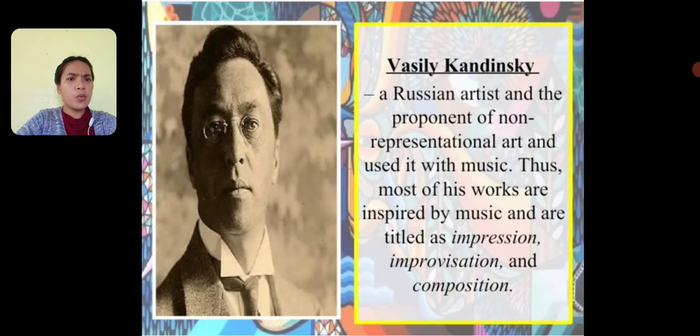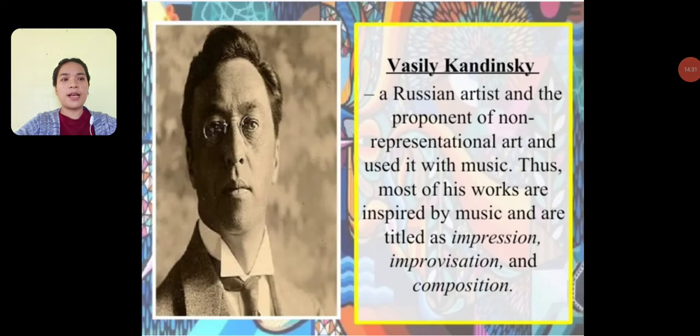Well, let's proceed to Wassily Kandinsky. This is not Vasily, this is Wassily Kandinsky. Wassily Kandinsky is a Russian artist and a proponent of non-representational art, and he connected it with music. Thus, most of his works are inspired by music and are entitled Impression, Improvisation, and Composition.